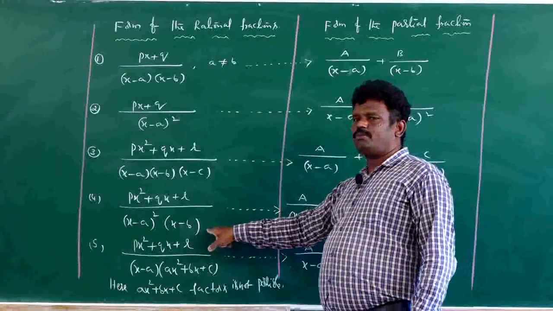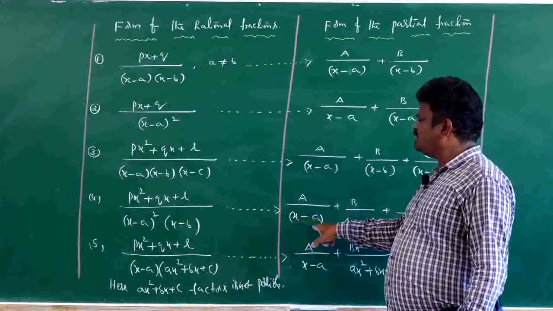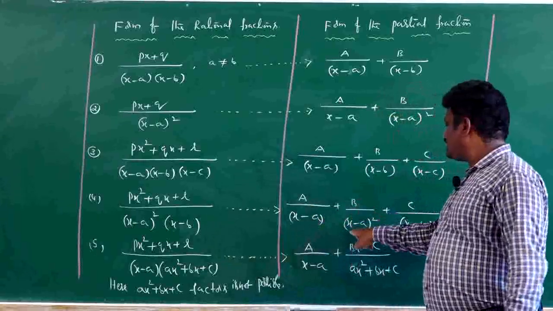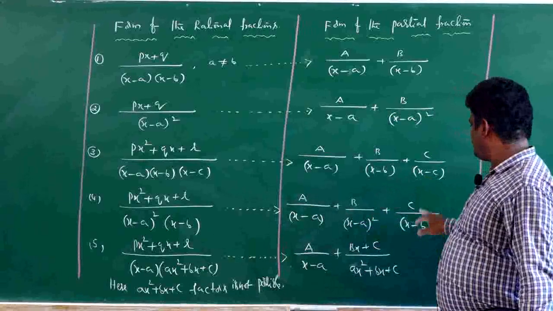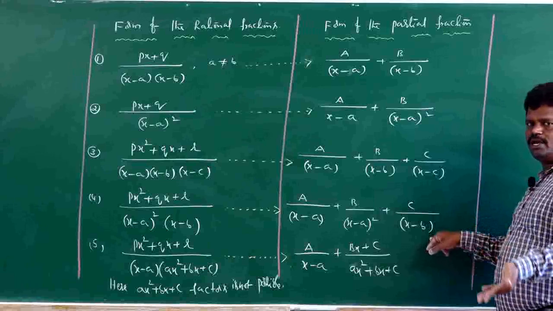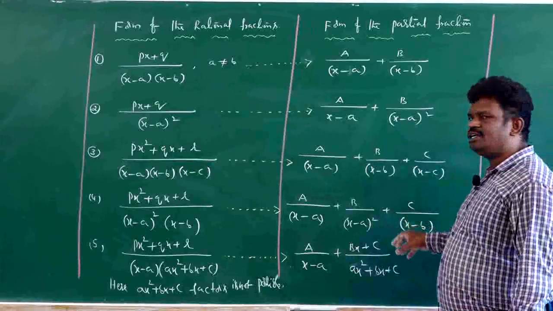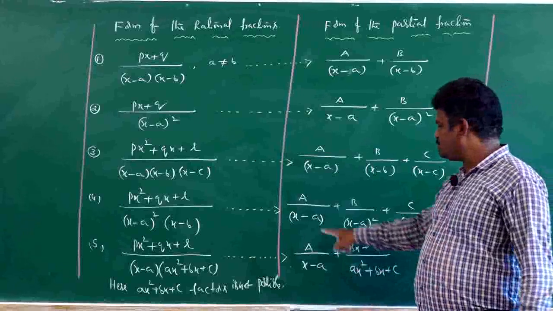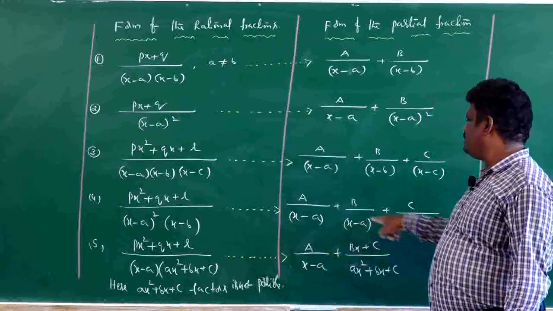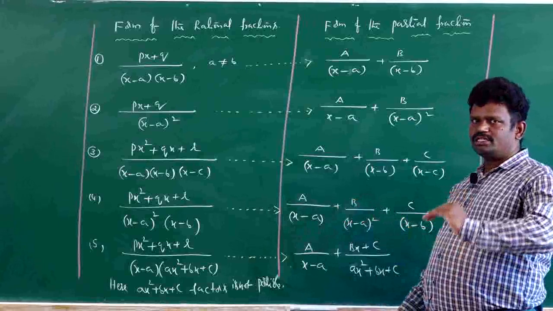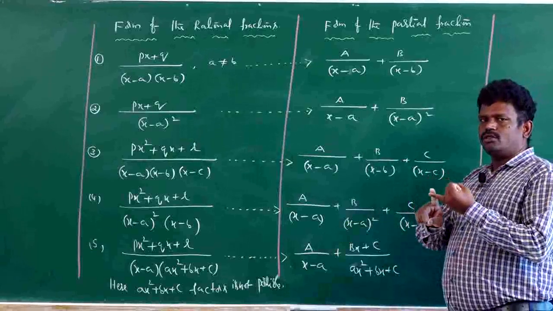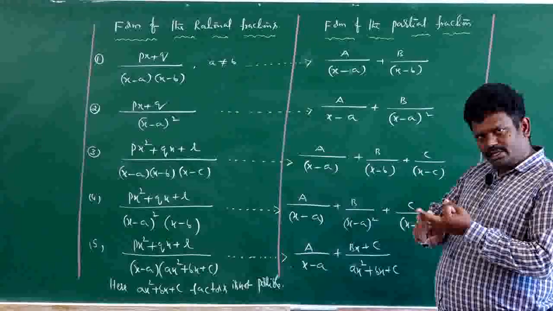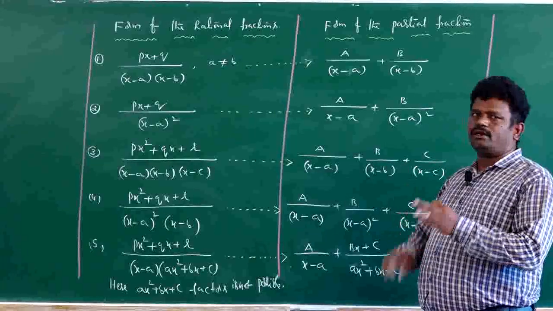First we write the non-repeated linear factor a by x minus a, or write the repeated one first, no problem. Here a by x minus a, b by x minus a whole square, repeated over. Next c by x minus b, non-repeated. Here there is no particular condition, anywhere you can write it. Non-repeated or repeated: x minus a whole square, x minus b, a by, b by, c by. So that is the fourth one. That means the first is non-repeated linear factors, next repeated linear factors, and the third is repeated and non-repeated. 3 cases over.